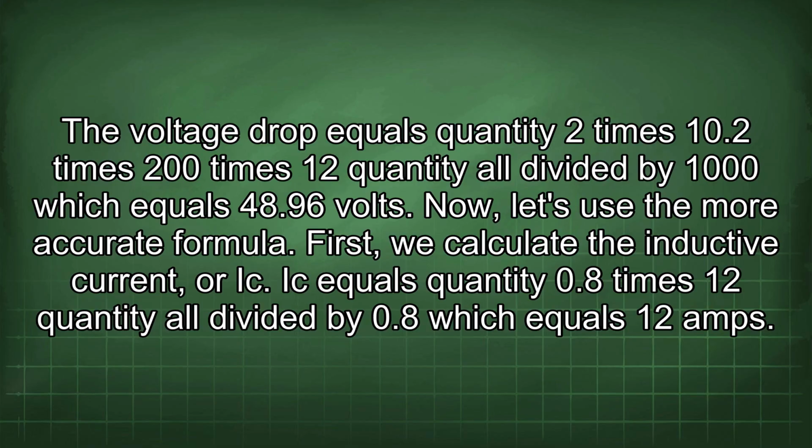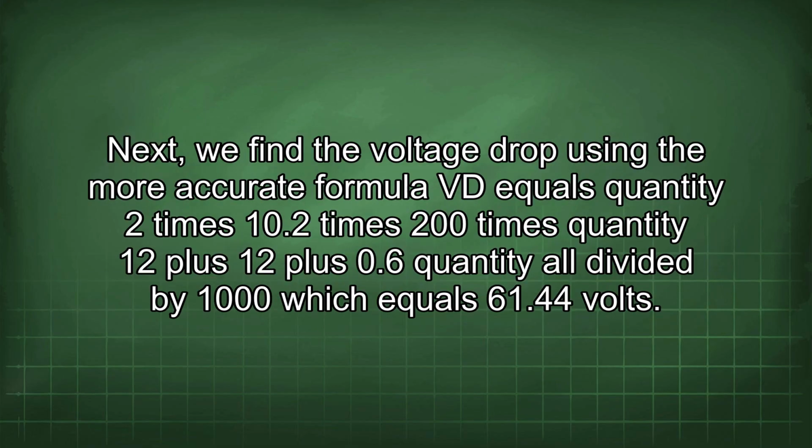First, we calculate the inductive current, or IL. IL equals quantity 0.8 times 12 quantity, all divided by 0.8, which equals 12 amps. Next, we find the voltage drop using the more accurate formula: VD equals quantity 2 times 10.2 times 200 times quantity 12 plus 0.6 times 12 quantity, all divided by 1000, which equals 61.44 volts.